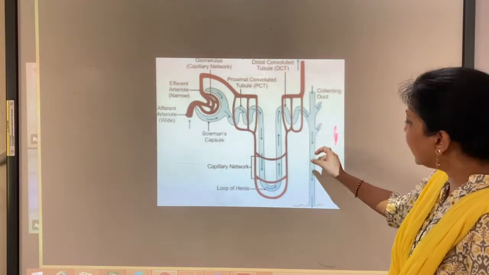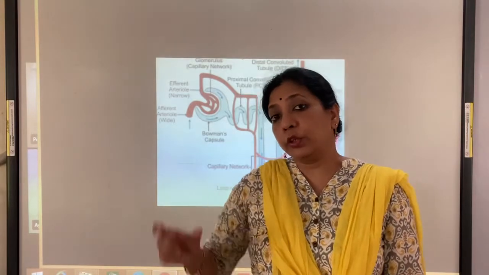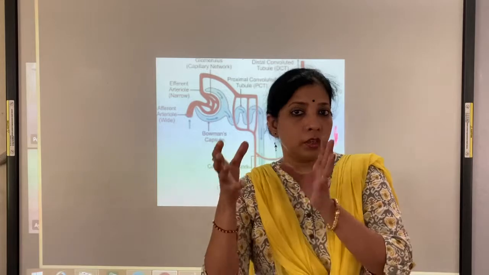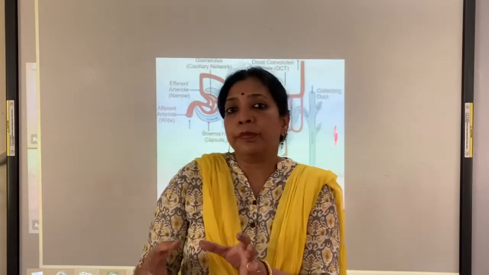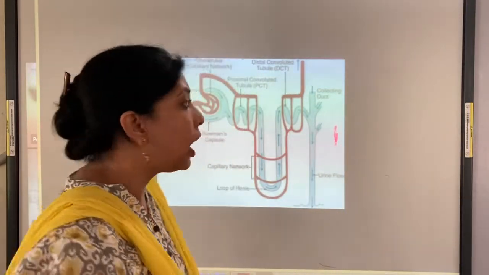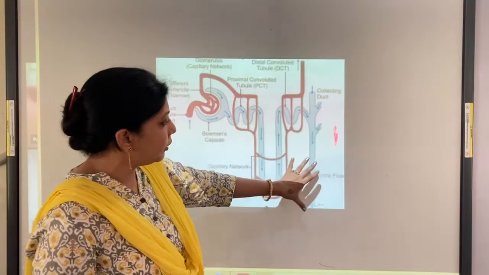All these collecting ducts from each kidney go and meet the ureter of each kidney, and then the ureter carries the urine into the urinary bladder. This is how it works. So now you know the structure of the nephron.